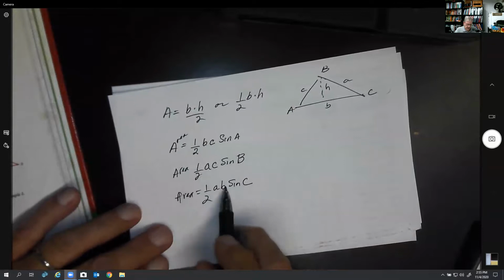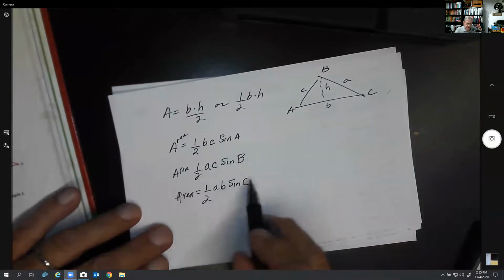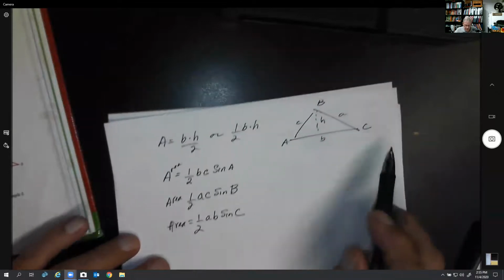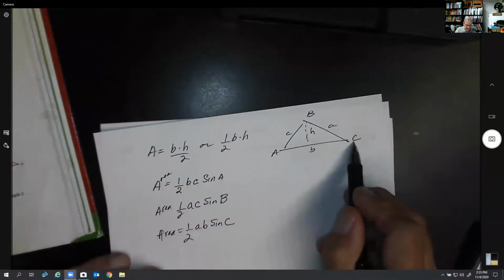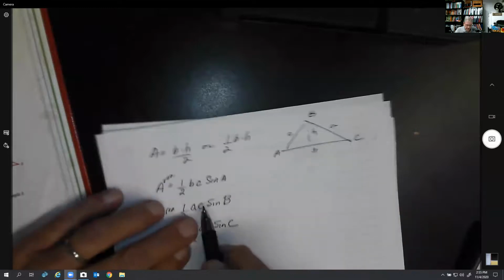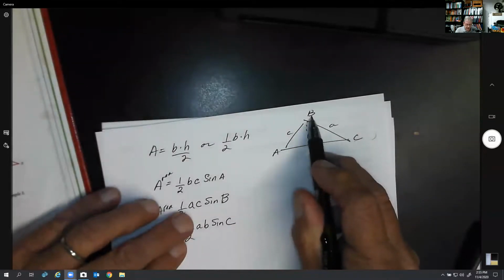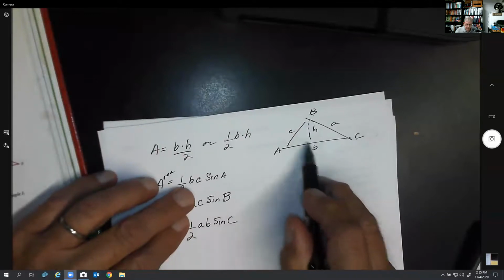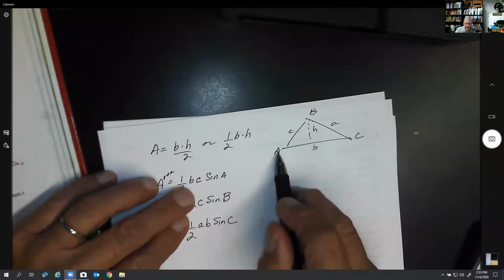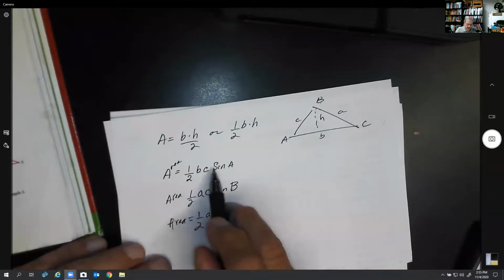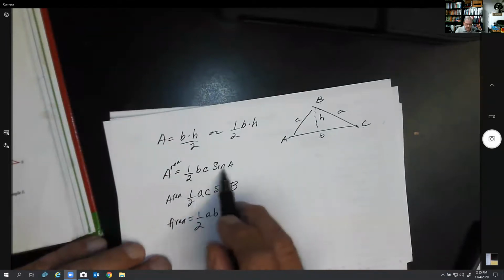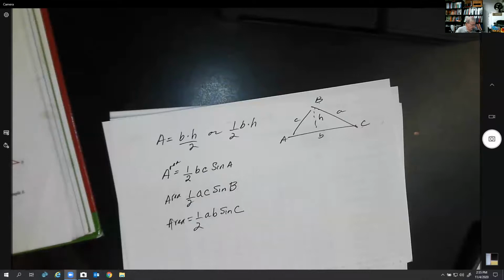So you have two sides, and then you have the angle in between. If I use A and C, this is the angle between them. If I use B and C, the angle between them is side A. So we're using the two sides and the angle between the two sides. Pretty cool. So let's see if we want to do one of these things.